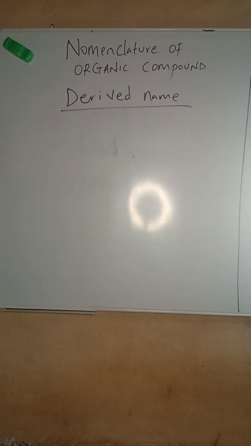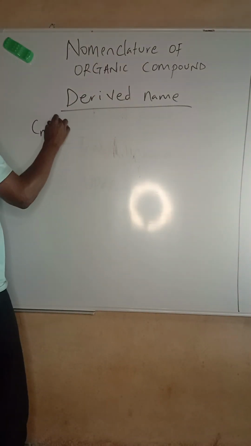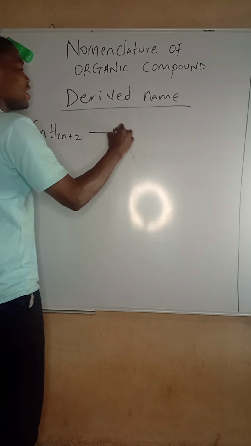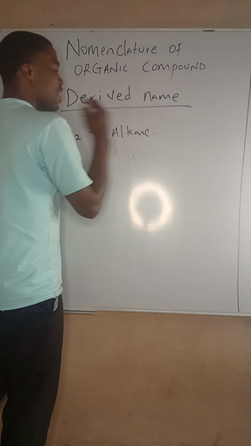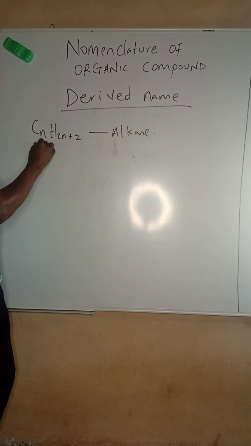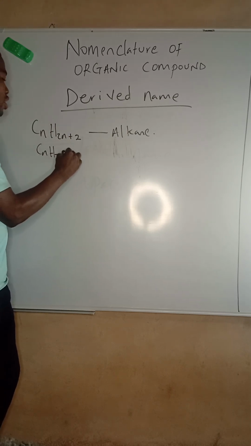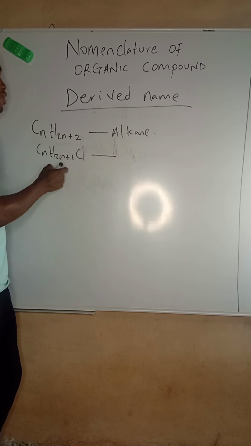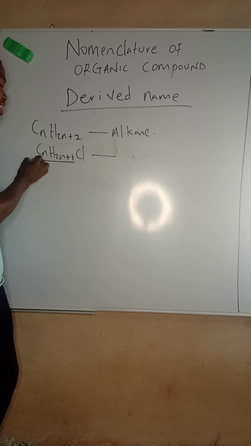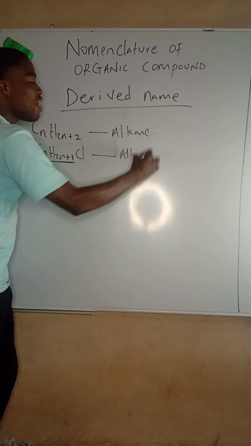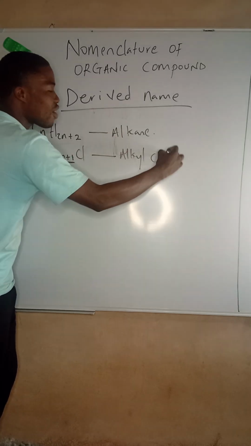So for instance, we have the alkane CnH2n+2. This is an alkane. Now, when a compound replaces a hydrogen in an alkane, let's say CnH2n+1, and then I replace it with chlorine, it's no longer an alkane, it becomes a derived name we can derive from the alkane. This derivative is no longer an alkane, it's called an alkyl. So we call this one alkyl chloride.